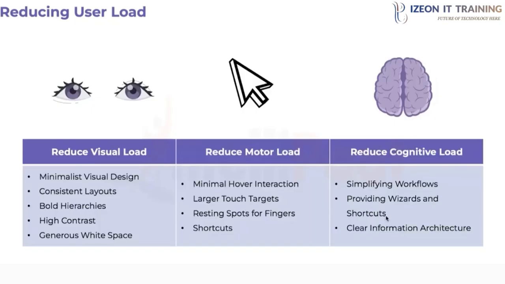Providing wizards and shortcuts will again reduce the cognitive load. Clear information architecture: if your user is getting lost in the flow of your website, that will increase the cognitive load. Imagine sometimes you think, how do I go back? Or how can I navigate to some other pages? Because your information architecture is not clear, it increases the motor load as well as the cognitive load.